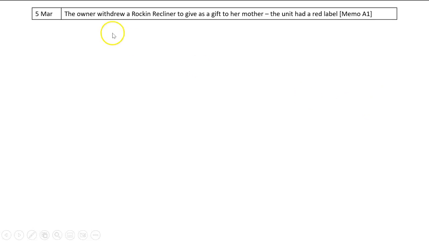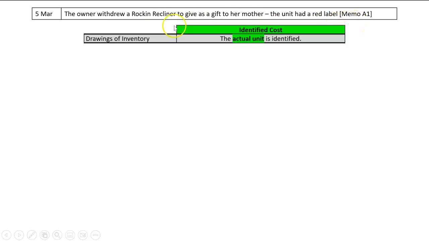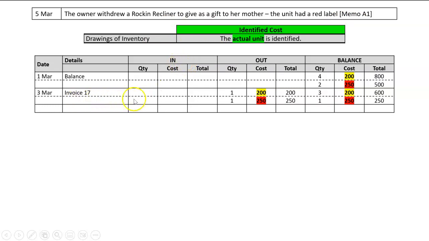On the 5th of March, the owner withdrew a Rock and Recliner to give as a gift to her mother. The unit had a red label, memo A1. So for drawings, same rule, identify the actual unit. So here's our inventory card, and on the 5th of March, we've got memo A1. One went out and it had a red label, so that must mean if we did have one with a red label the day before and we took it, there's none of those left. So all we've got left are 3 units at $200 with yellow labels.